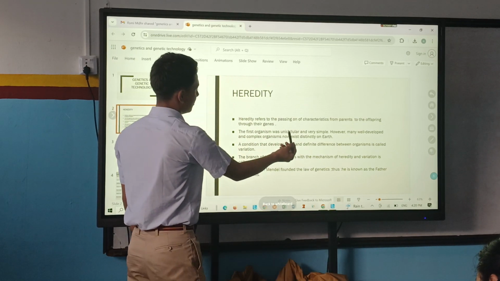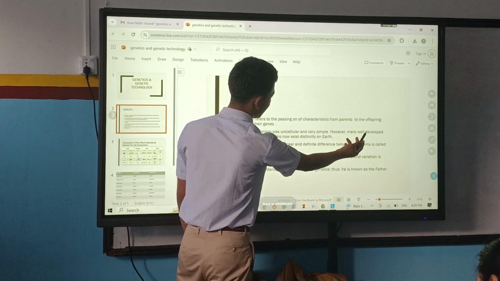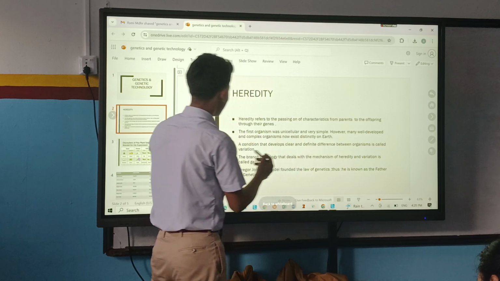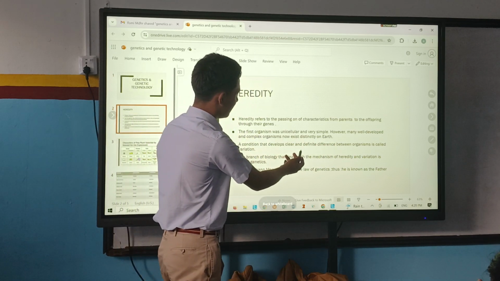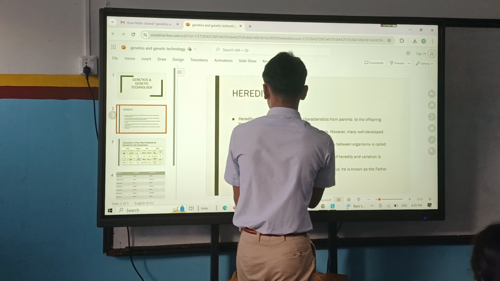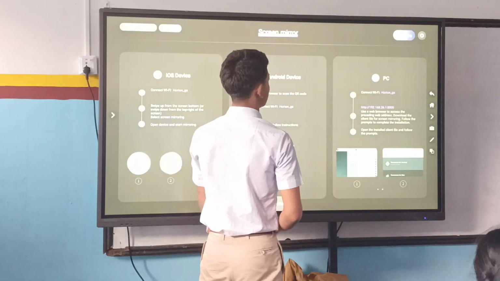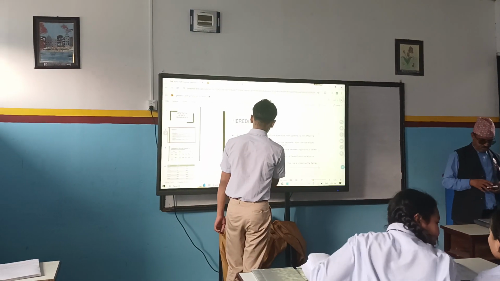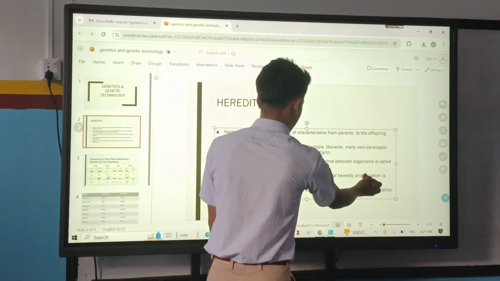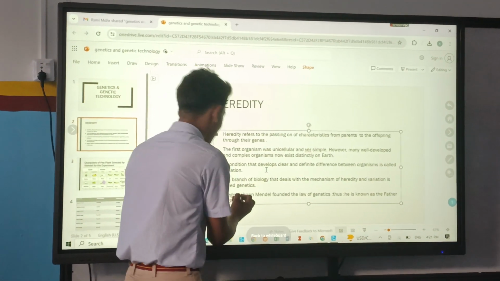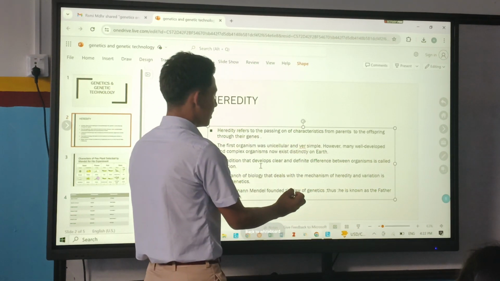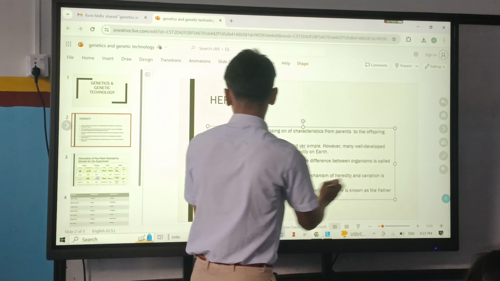The first organism was unicellular and very simple. However, many well-developed and complex organisms now exist distinctly on Earth. A condition that develops clear and definite difference between organisms is called variation. The branch of biology that deals with the mechanism of heredity and variation is called genetics. Gregor Johann Mendel founded the laws of genetics. Thus, he is known as the father of genetics.